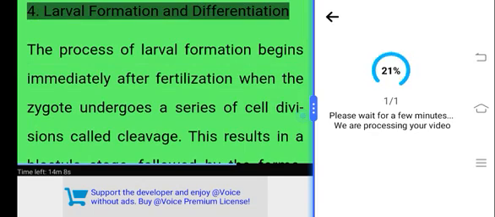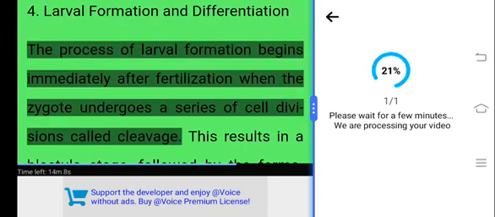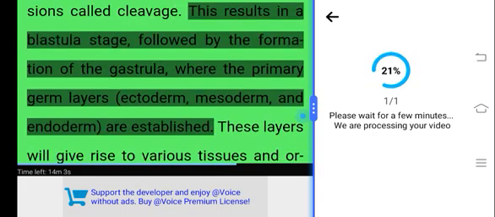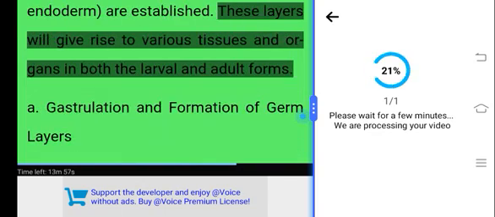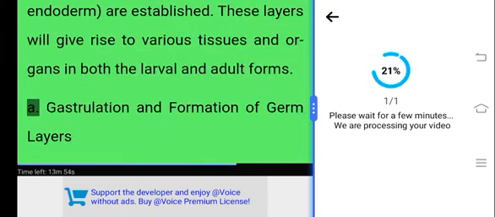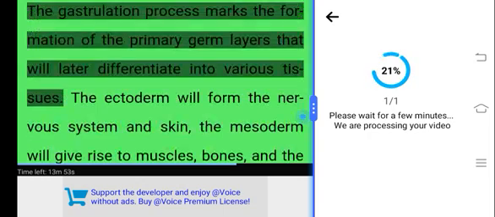4. Larval formation and differentiation. The process of larval formation begins immediately after fertilization when the zygote undergoes a series of cell divisions called cleavage. This results in a blastula stage, followed by the formation of the gastrula, where the primary germ layers ectoderm, mesoderm, and endoderm are established. These layers will give rise to various tissues and organs in both the larval and adult forms.